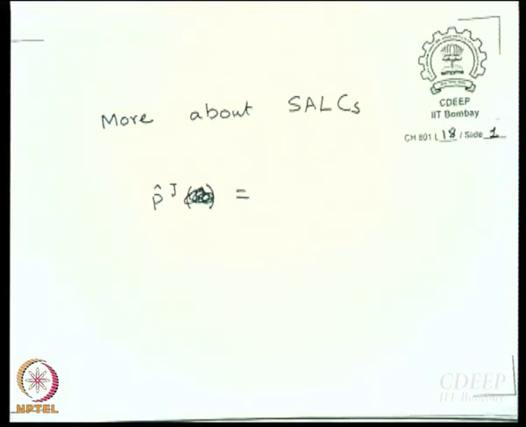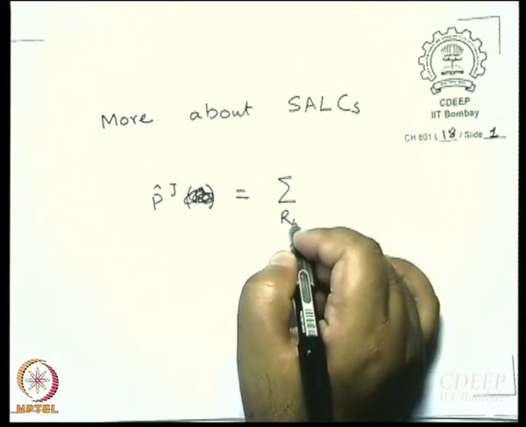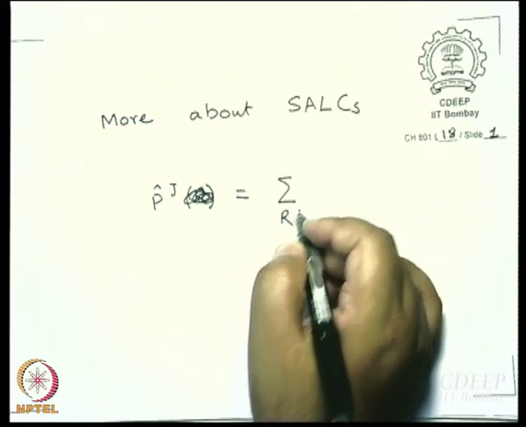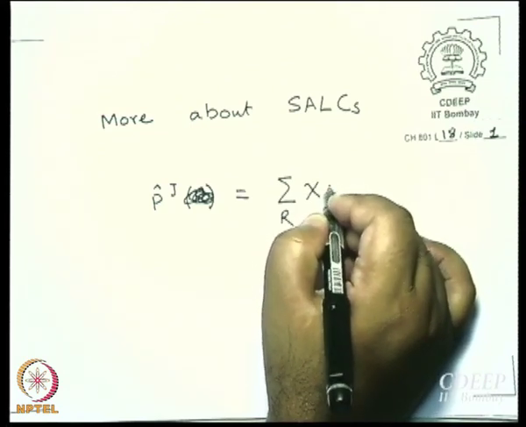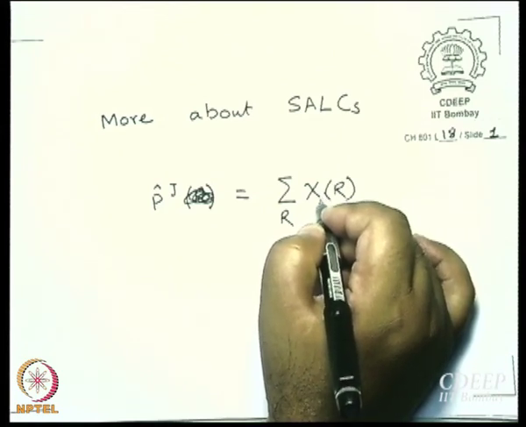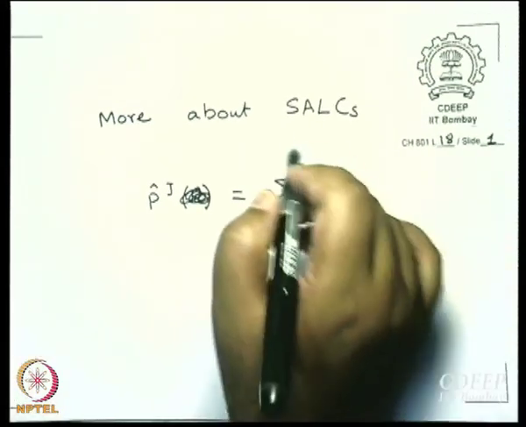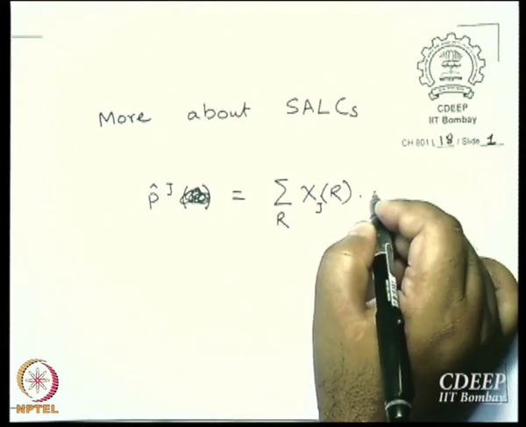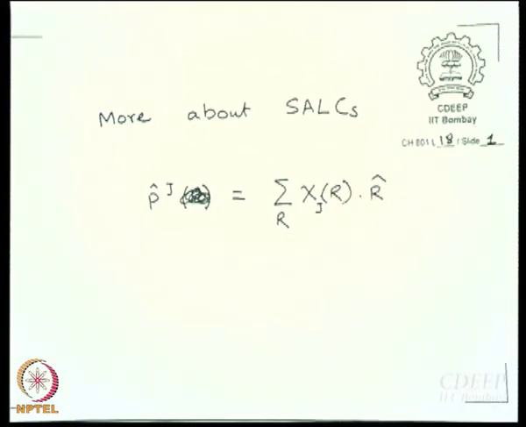What is P_j? Sum over what? R. That is why it cannot be P_j of R, because we are summing over R. Sum over R, then chi of R. Should I write a j here or not? Yes. Did I write it as a subscript or a superscript? Okay, chi_j(R) multiplied by R. You know what I am talking about, right? R is a symmetry operation.